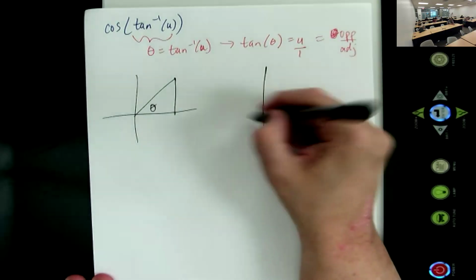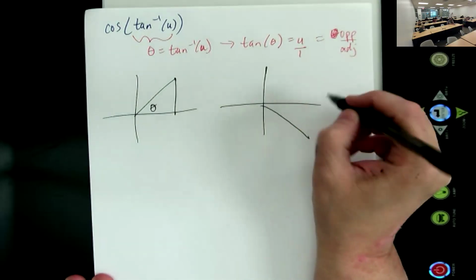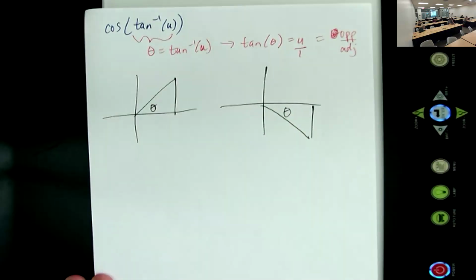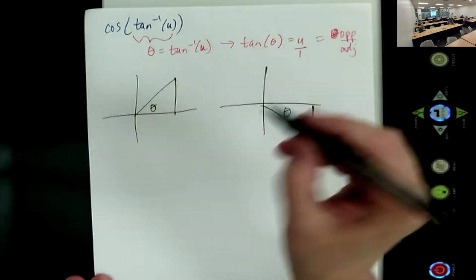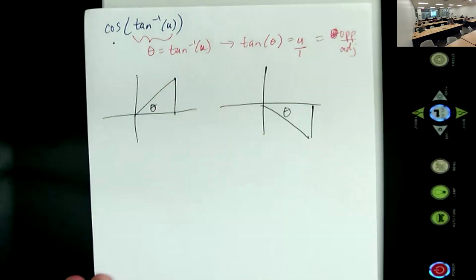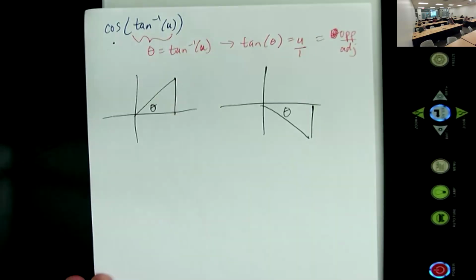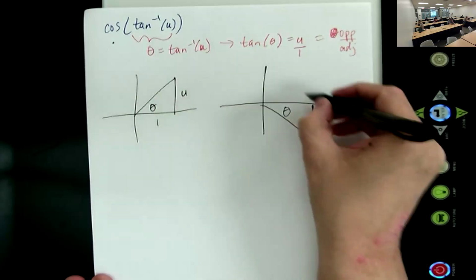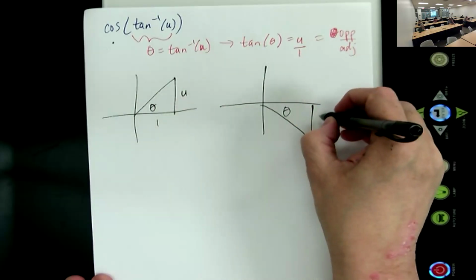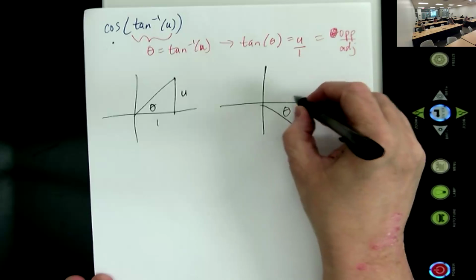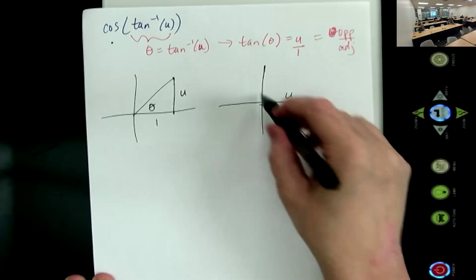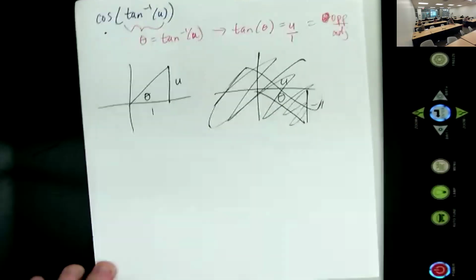Kind of have like 2 options here, don't I? But whatever I come up with, it shouldn't make a difference because I'm looking for cosine. Cosine is going to be positive no matter which way I do it. U over 1 would be that. I guess this is like, no, that doesn't work. That's a negative value. That one's out. I've only got one option.